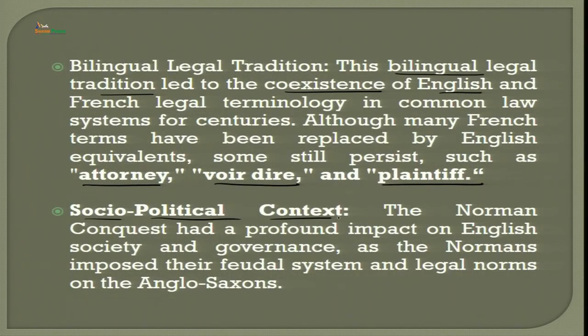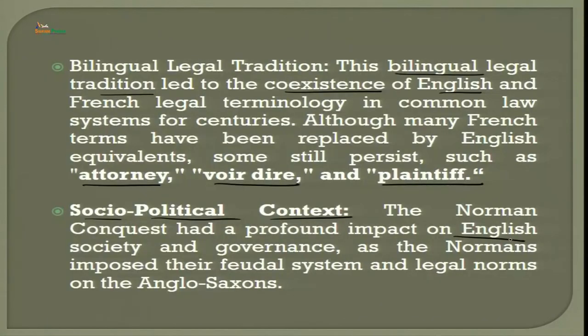Further, I'm going to discuss the socio-political context. In that context, do you remember what happened in Old English society? Rules and laws were made at the tribal level and at the local level. But with the passage of time, when French influence was there, we see the impact on English society and governance as the Normans imposed their feudal system and legal norms on the Anglo-Saxons, right? The French applied all those norms and regulations on the system. Okay, understood everyone? So this is the French influence.